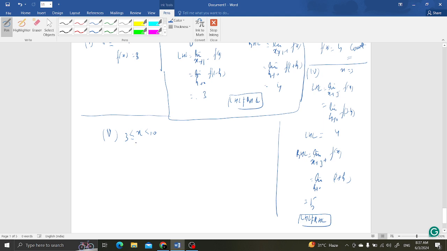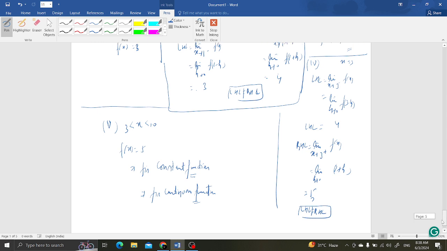Now the fifth part, when x is from 3 to 10. If x is from 3 to 10, the function is again 5, which implies that f is a constant function, and if it is a constant function, then f is a continuous function. I hope you understand.